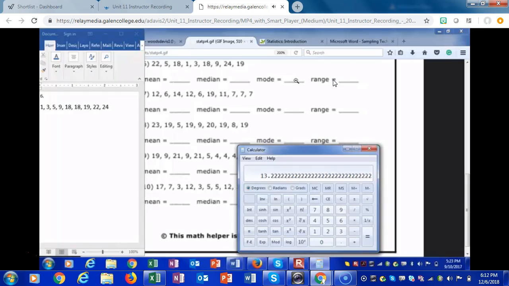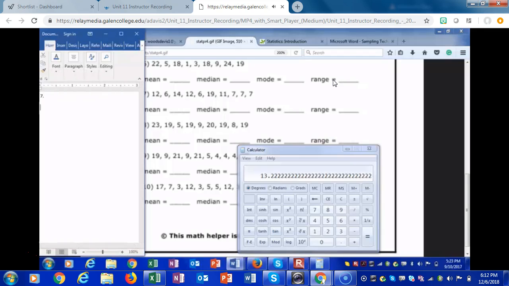Your mode is the number that appears the most. In this case, it's only 18 because it's the only one that appears more than once. Your range is 24 minus 1, which is just 23. All right. Now, let's do one more, and then we can move on.